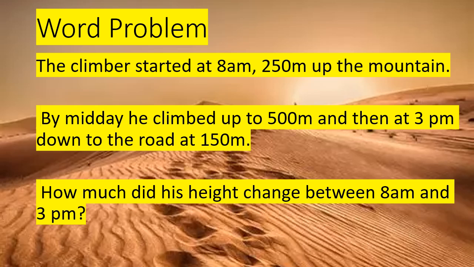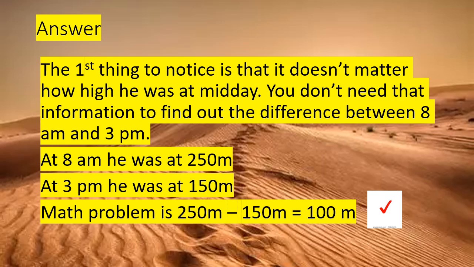So I'm going to go on to the answer with you. The first thing to notice is that it doesn't matter how high he was at midday. You don't need that information to find out the difference between 8 a.m. and 3 p.m. At 8 a.m., he was 250 meters. At 3 p.m., he was 150 meters. So the math problem is 250 meters minus 150 meters, and the answer is 100 meters.